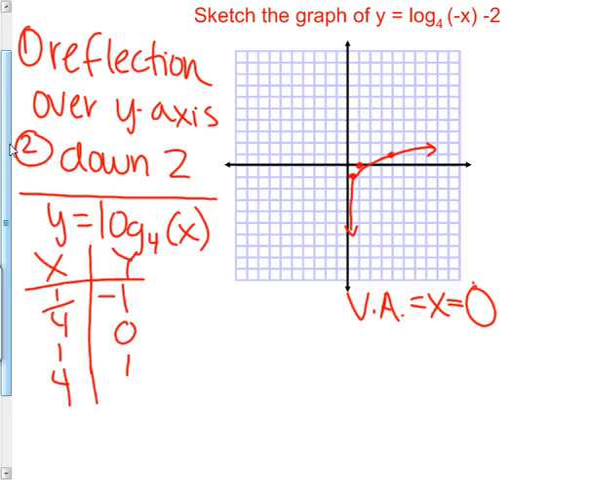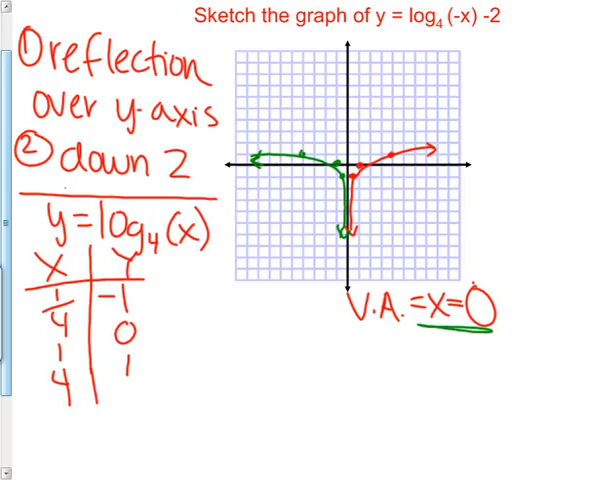Okay, so now we're reflecting each point over the y-axis. So this point, when we reflect it over, just goes there. 1, 0 becomes -1, 0. And 4, 1 becomes -4, 1. Then we draw our new line reflected over. Our vertical asymptote is still x equals 0.